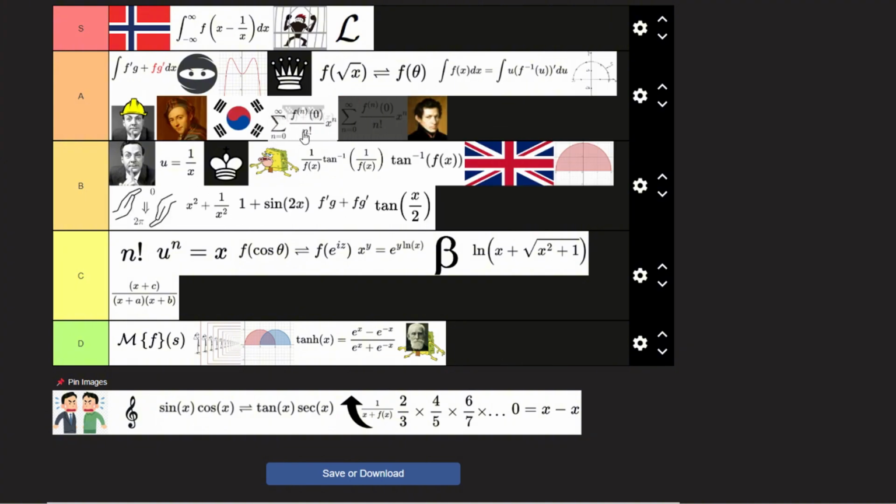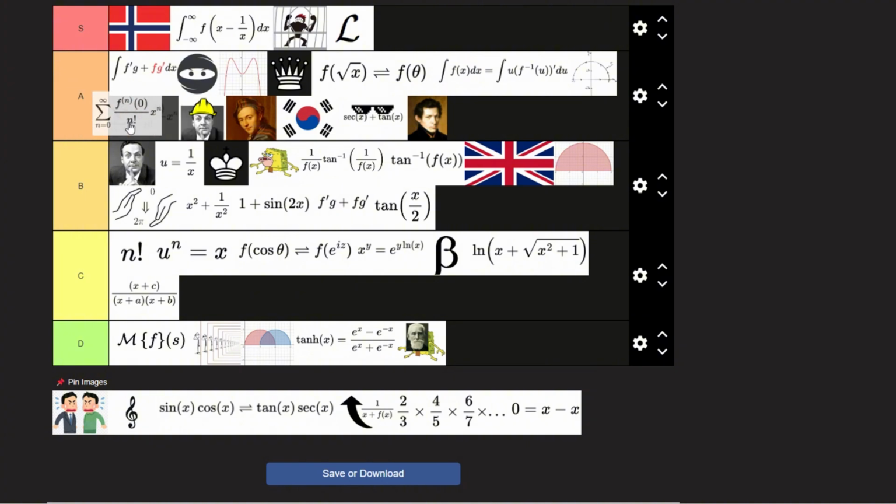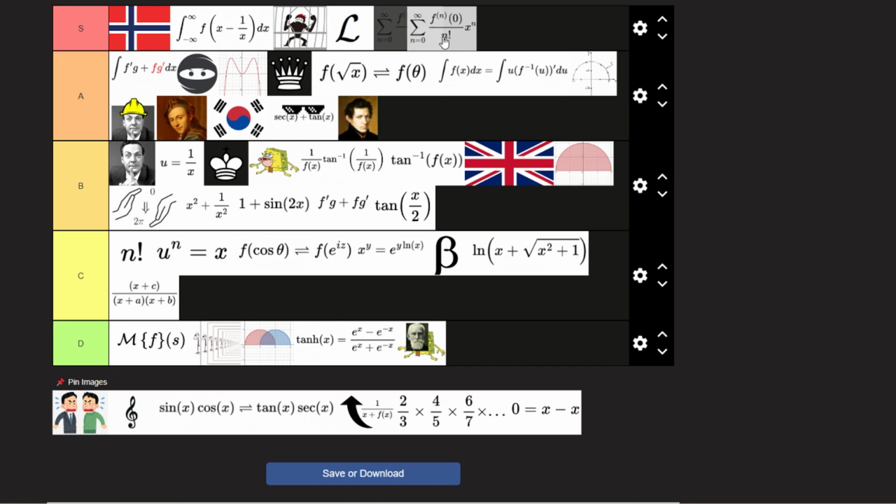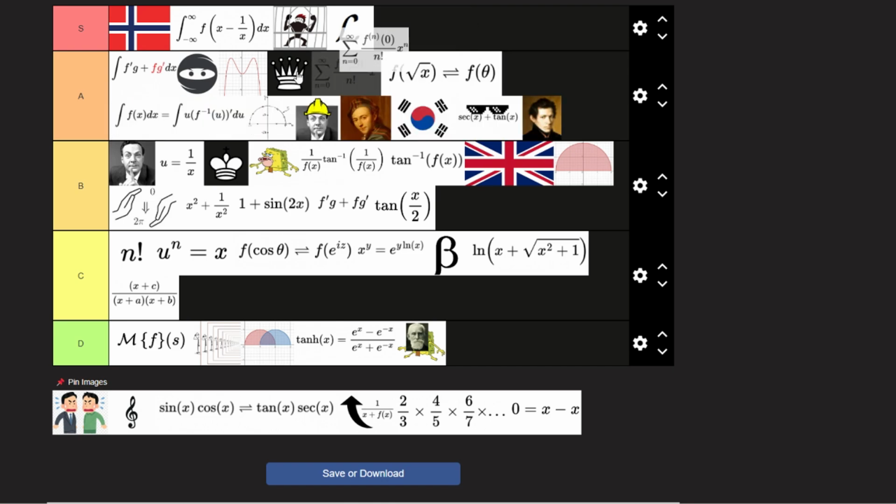Yeah, using Taylor series. I honestly do enjoy using Taylor series, probably more than... I might have to go up here. It's not S tier because the integrals can be a hassle. So I might have to go probably put it up to here. It is definitely cool. It's super cool to use Taylor series. Yeah, I'm going to put it up here.